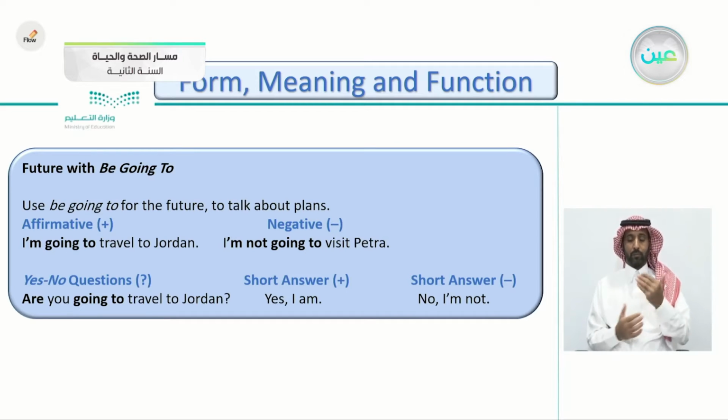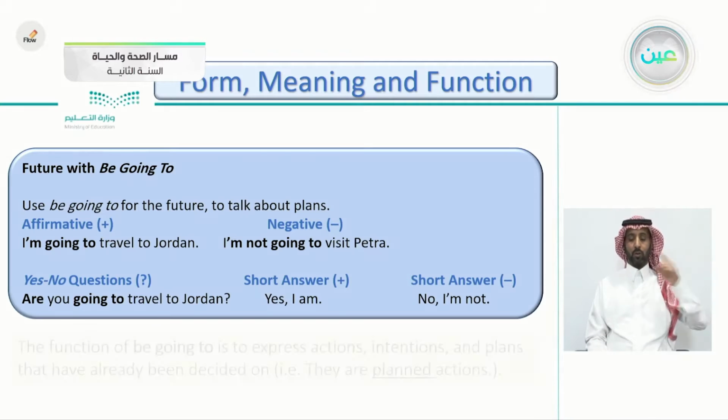You can use it also in a question, as a yes/no question here. As always, you begin with the auxiliary verb. Are you going to travel to Jordan? You begin with the auxiliary verb or verb to be here, are. Then you put the subject here, you. Then going to travel to Jordan. Of course, for the short answers, you can say, if affirmative, yes, I am, or negative, no, I'm not. So this is an easy lesson, but you have to pay attention to it.